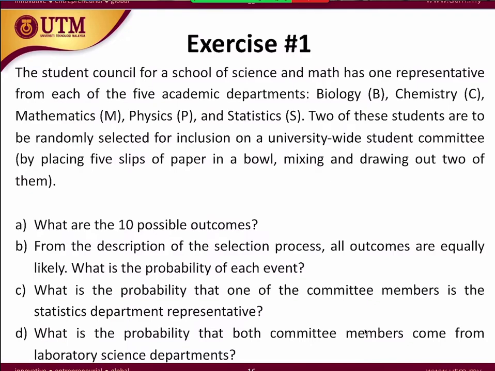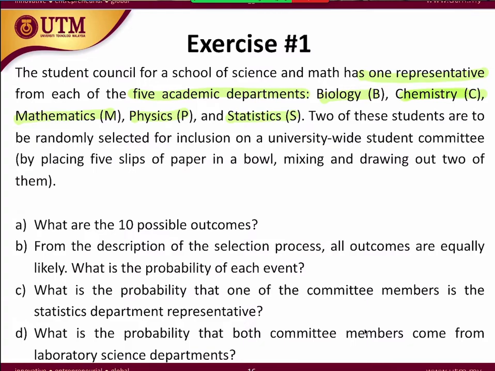Okay, so now the school council, exercise 1. For a school of math and science, they wanted to have 1 representative from 5 academic departments. Each of these departments is giving 1 representative. So 1 from biology, 1 from chemistry, 1 from mathematics, 1 from physics, and 1 from statistics.